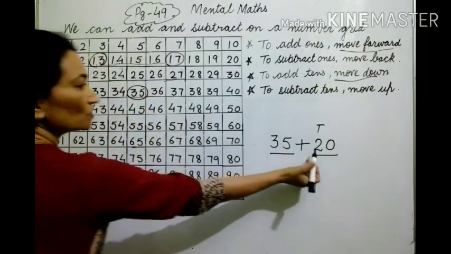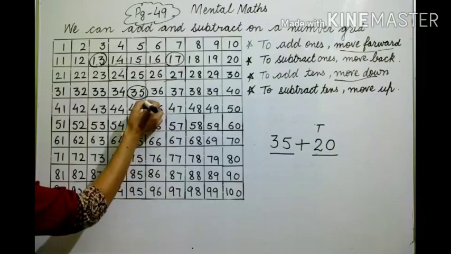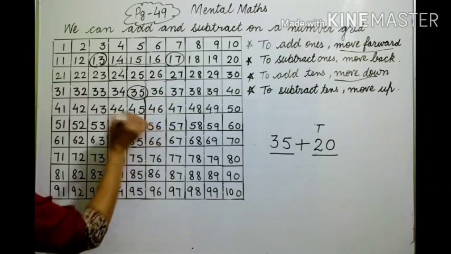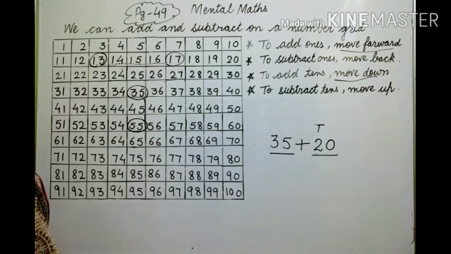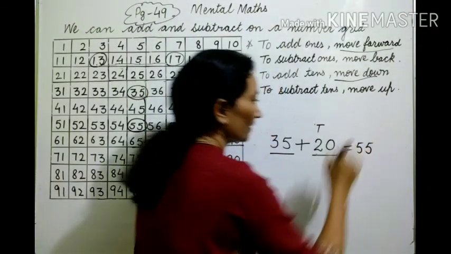Means 2 steps. 2 tens are here, means 2 steps you will move down. 1, 2. What number are you getting? 55. So our answer is 55.